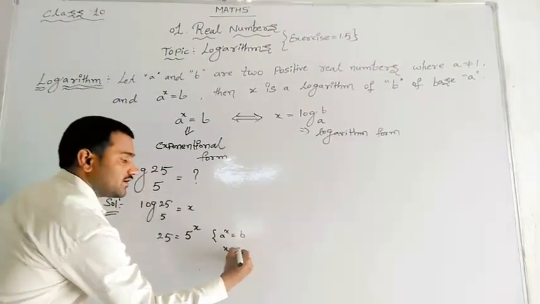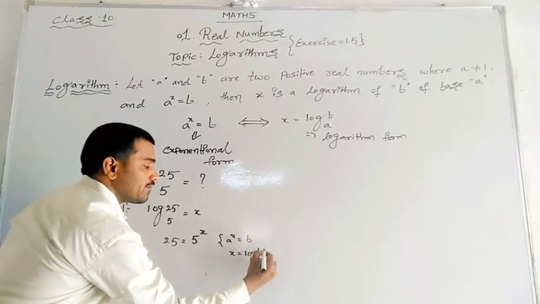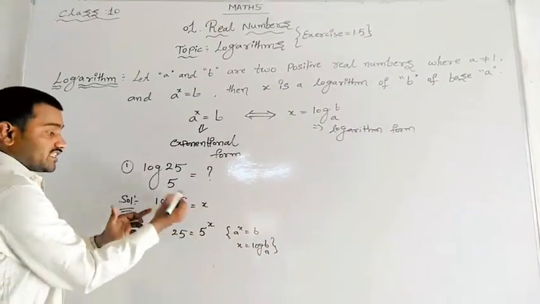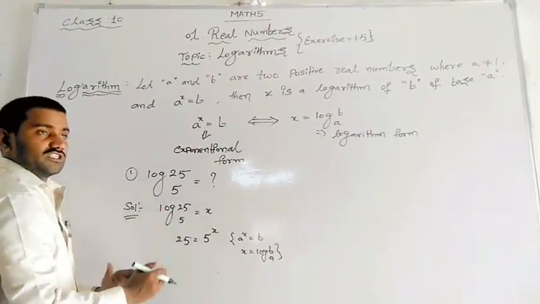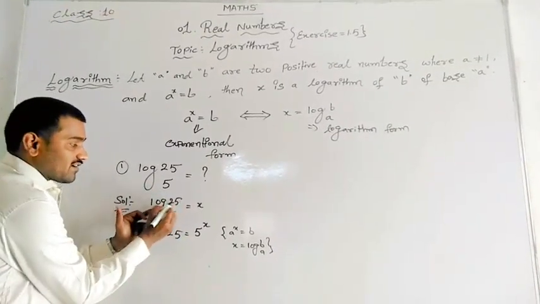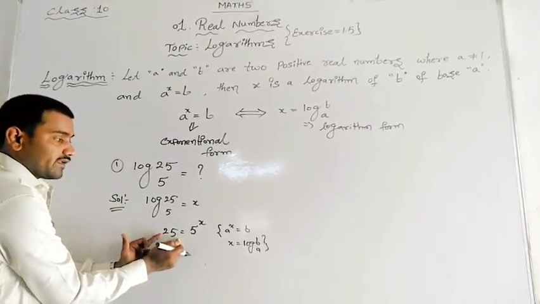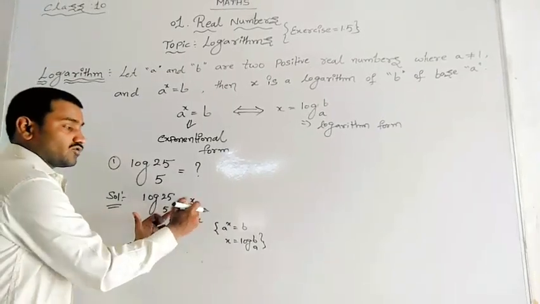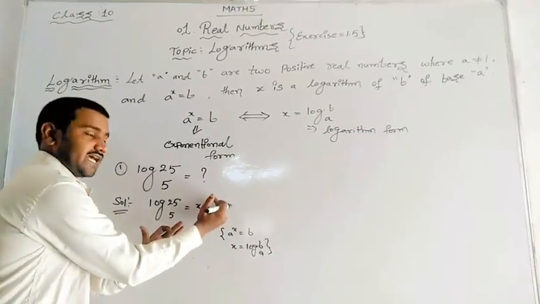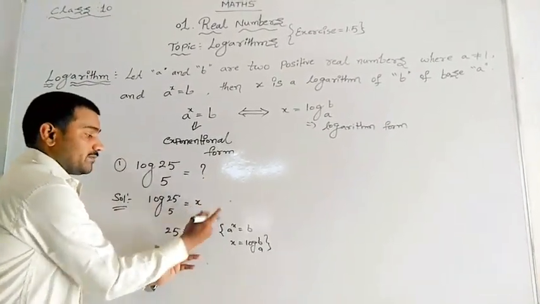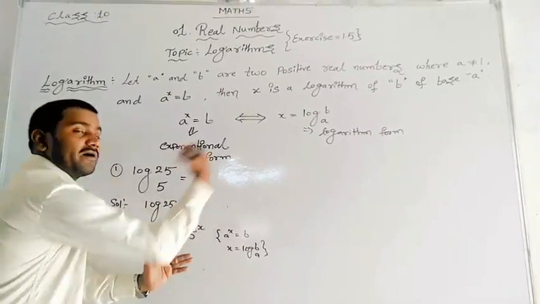Then here x equals log b base a. Here it is in the logarithm form. We change it into the exponential form. Nothing to worry. This log value we have to write here, then this base we have to transfer to the RHS. When you transfer it to the RHS, it comes in the powers.